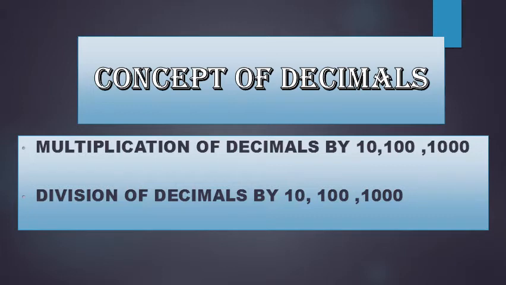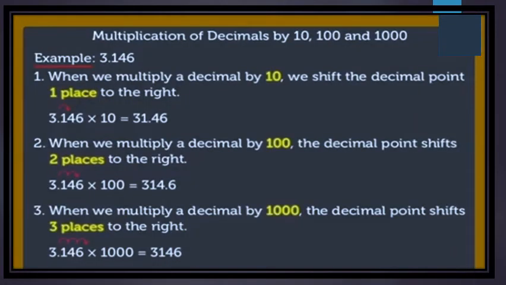Today, in this lecture, I will give you the concept of decimals. The first concept is multiplication of decimal numbers by 10, 100 and 1000, and then division of decimal numbers by 10, 100 and 1000. So, my dear students, let's begin with multiplication of decimals by 10, 100 and 1000.